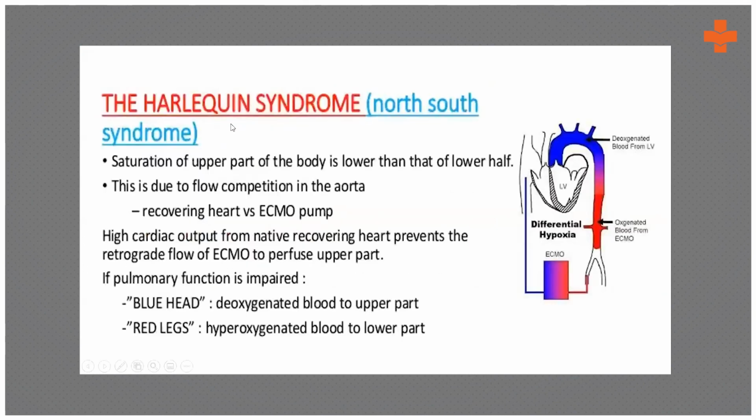Now, this is a very interesting thing, the Harlequin syndrome or North-South syndrome, where the patient has a blue head, or the upper part of the body is blue, and the red part is in the lower part. You can actually see that it's named after a theatrical character, Harlequin. So what happens is the saturation of the upper part of the body is lower than that of the lower half. This is what it means, blue blood and red blood.